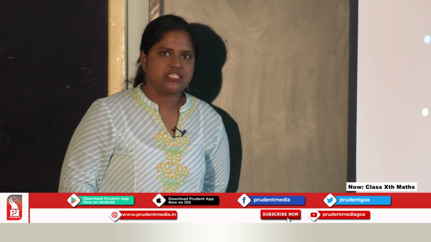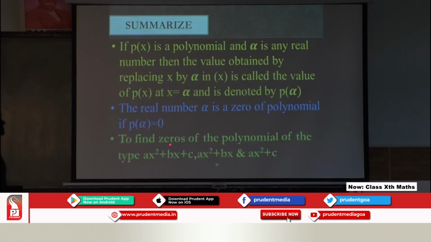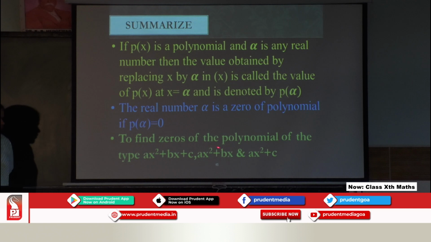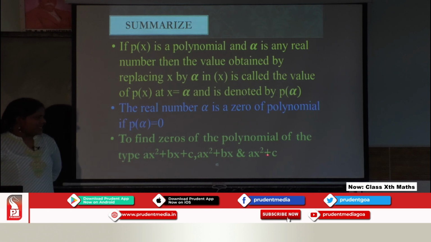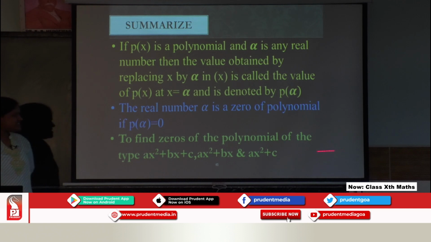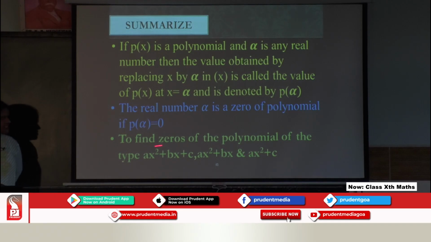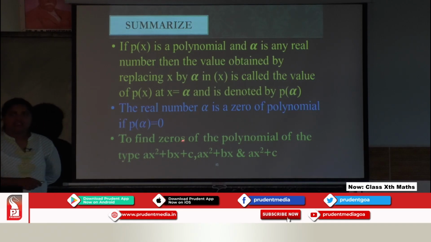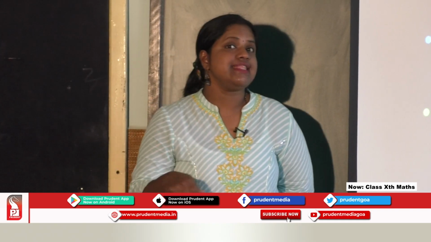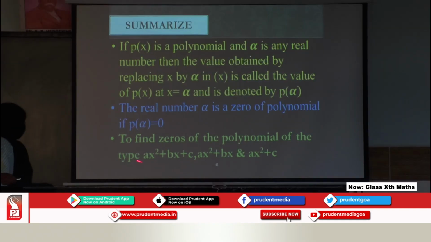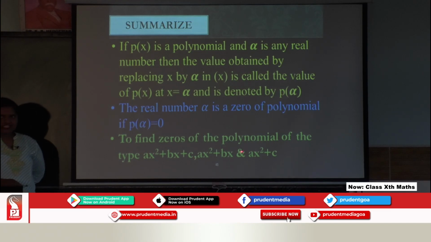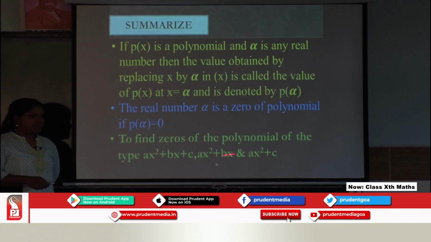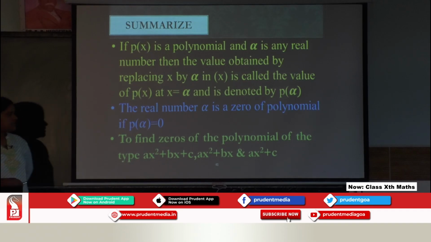Third point to be focused upon is to find zeros of the polynomial of the type ax square plus bx plus c, ax square plus bx and ax square plus c. All these three types we had done. In the first part, all the three terms are given. So, we had used the splitting the middle term method here. We multiply a into c, then that value you split in such a way that you get b. So, we use splitting the middle term to find zeros.